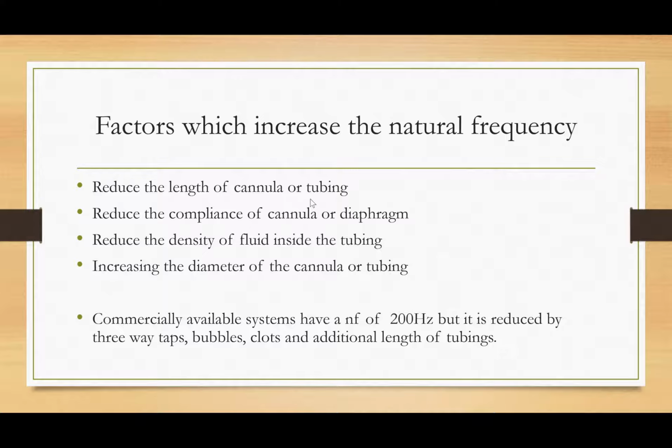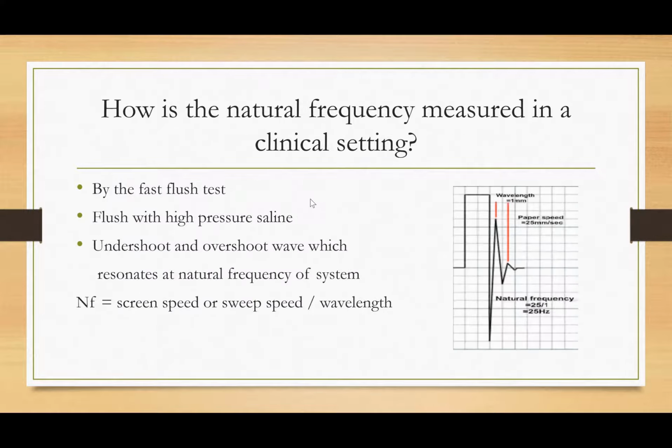Usually the commercially available intra-arterial blood pressure monitoring systems have a natural frequency of 200 Hertz, but it is reduced by three-way taps, bubbles, clots, and also additional length of the tubing. So how can we measure the natural frequency in a clinical setting? That is by the fast flush test.